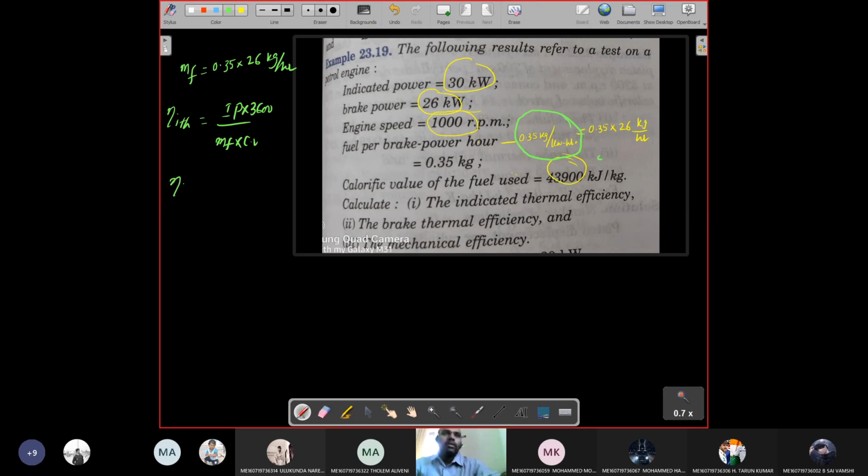Then brake thermal efficiency. Brake thermal efficiency is BP by mass of fuel into calorific value. Again, mass of fuel is in kg per hour. Multiply with 3600. That is brake thermal efficiency. Then directly mechanical efficiency. That is BP by IP into 100. Clear now?